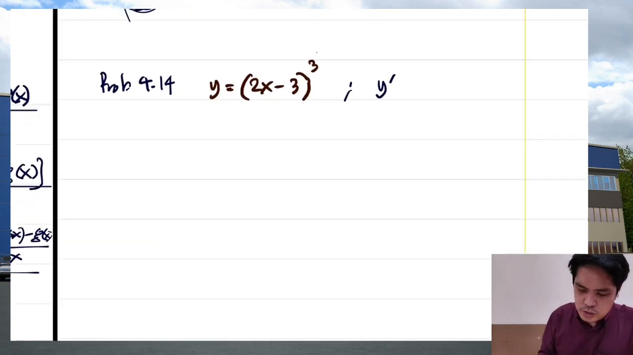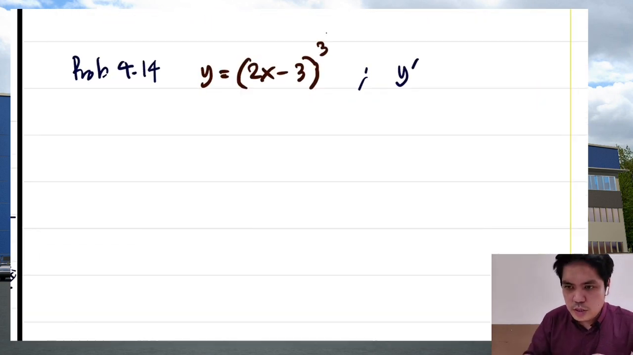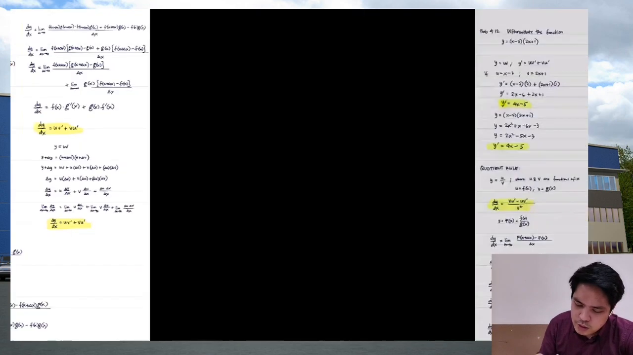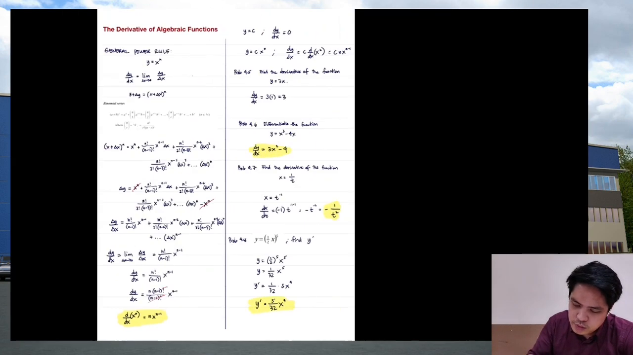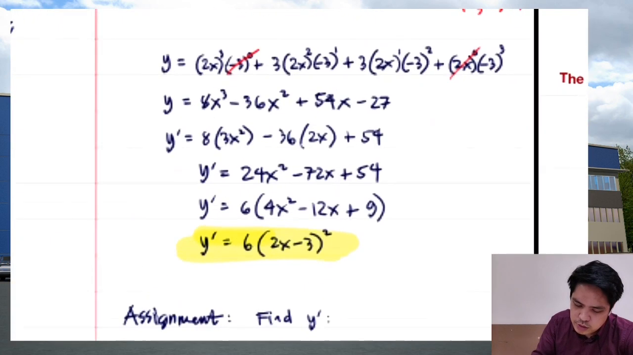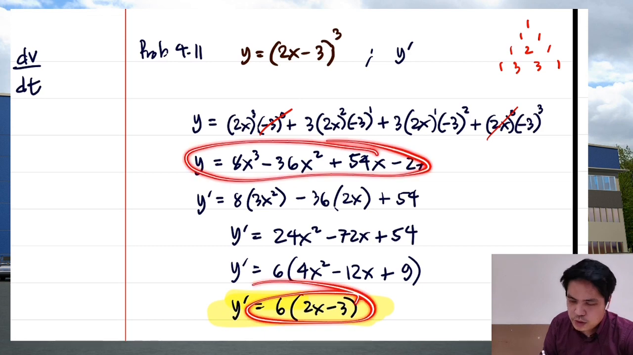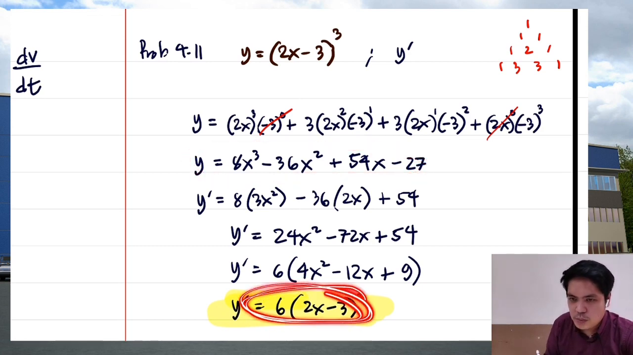Okay, to illustrate this rule, let's try to solve this problem. This is problem 4.14, copy lang natin. So ito siya. What we did before, we expanded this. Here's our solution to that. We expanded it first, then we get the derivative, and we factor out and simplify.